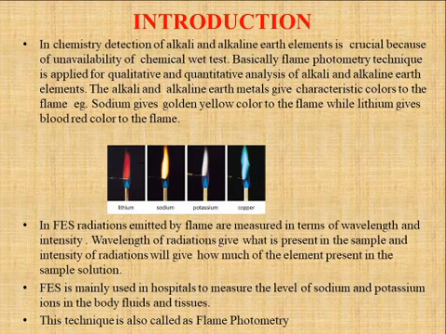The alkali and alkaline earth metals give characteristic color to the flame. For example, sodium gives golden yellow color to the flame, while lithium gives blood red color. Potassium gives lilac color, copper gives blue color, calcium gives brick red color, while barium gives apple green color. So these metals give different colors to the flame, and that advantage is taken for qualitative and quantitative analysis.